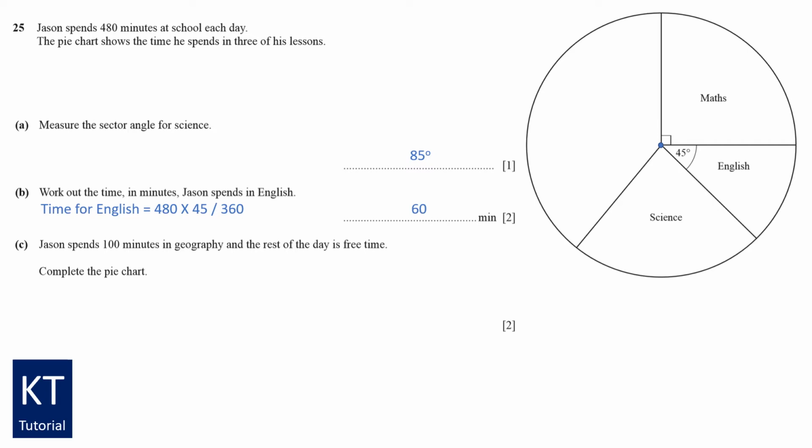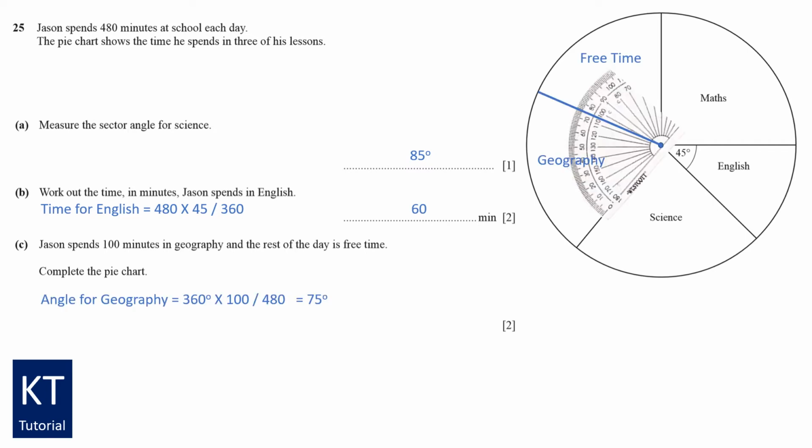Question 25C. Jason spends 100 minutes in geography and the rest of the day is free time. Complete the pie chart. Likewise, we could calculate the angle for geography based on the ratio in the two given timings.